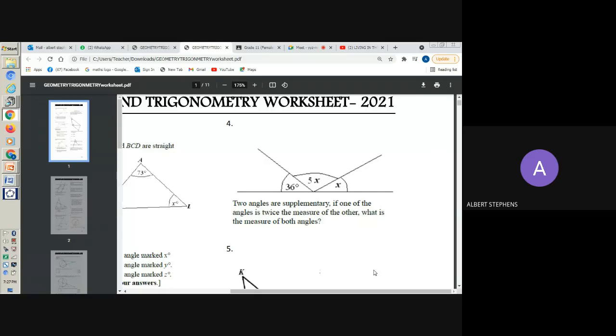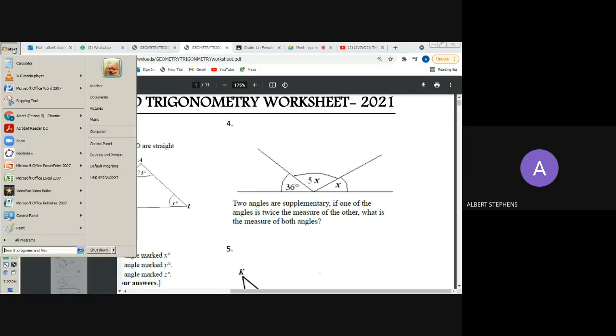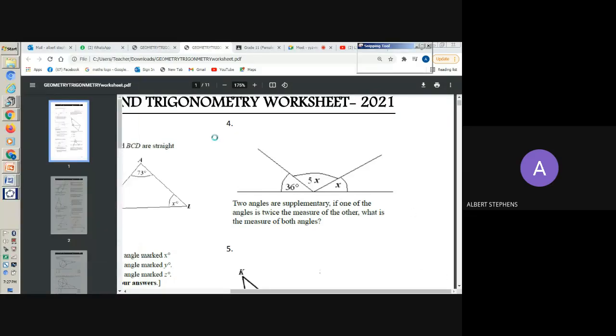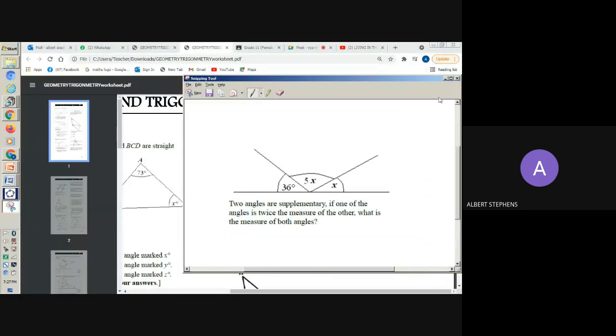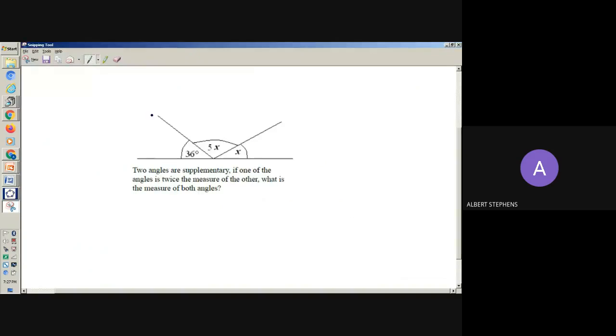Look at question number 4. The question says two angles are supplementary if one... Oh, there's an error in this thing here. So this 5 here should be 2. So this should be 2x.